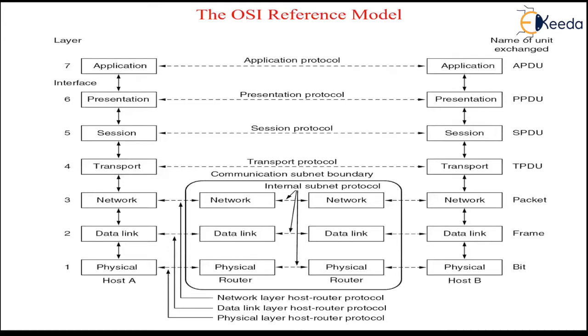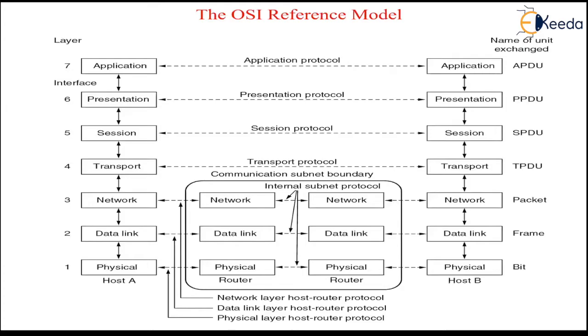Next function of the transport layer is segmentation and reassembly. A message is divided into transmittable segments. Each segment contains a sequence number. These numbers enable the transport layer to reassemble the message correctly upon arriving at the destination and to identify and replace packets that were lost in transmission.